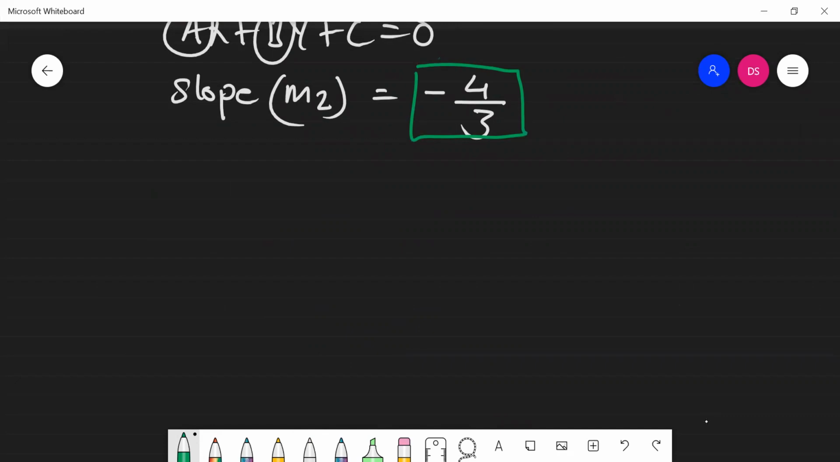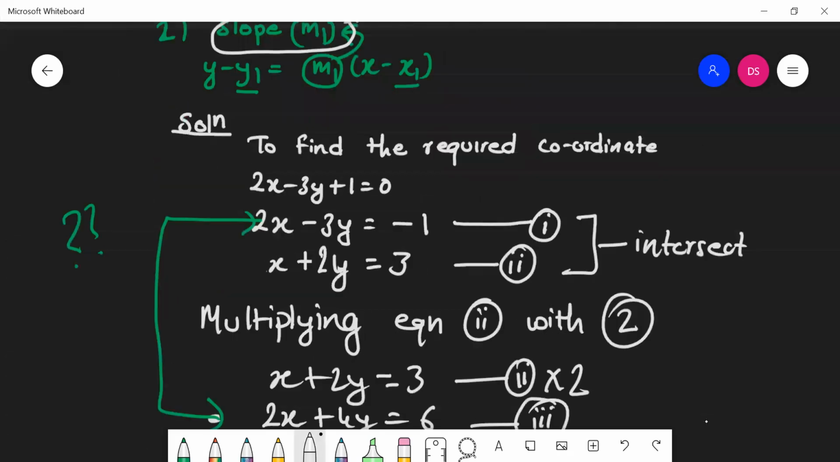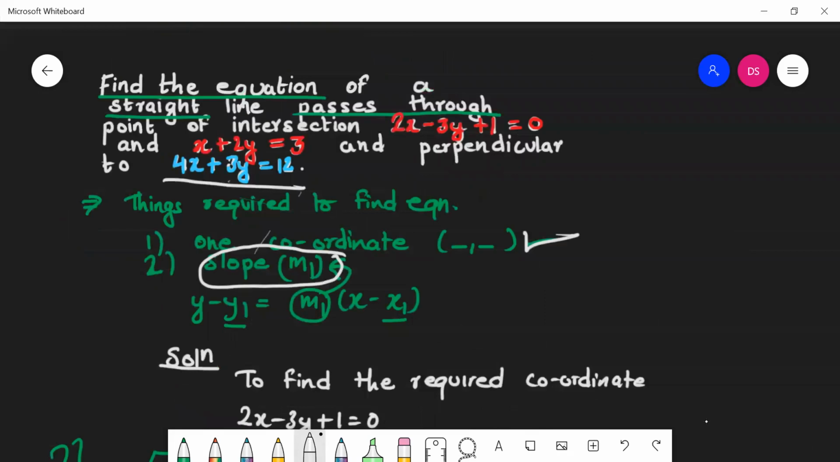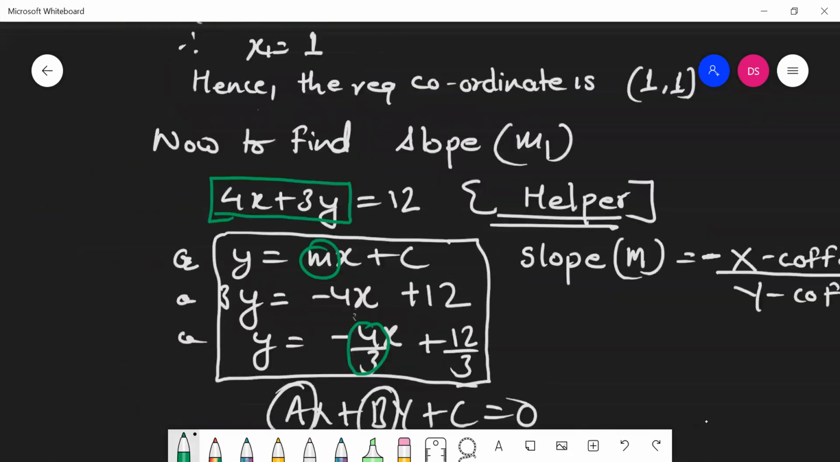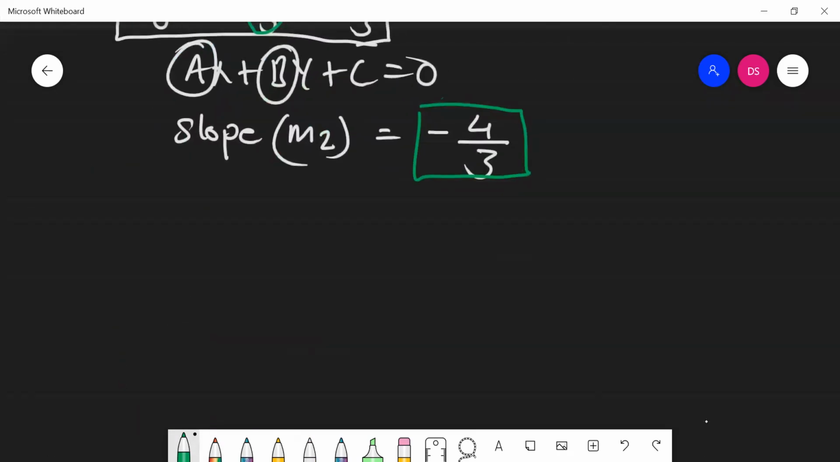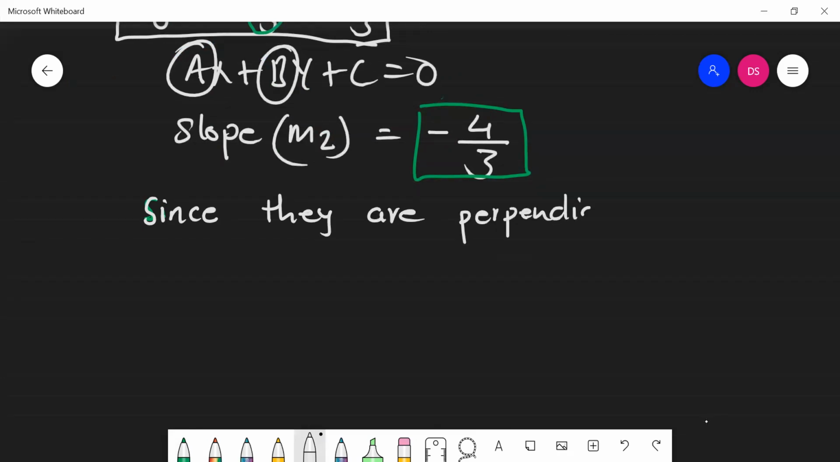So first you need to know what relation they have. In the question, sometimes it will be parallel, sometimes it will be perpendicular. Right now, if I go to the top of the question, you can see the word perpendicular. So the relation between our equation and our helper equation is perpendicular. So, since they are perpendicular, m1 into m2 is equal to -1.